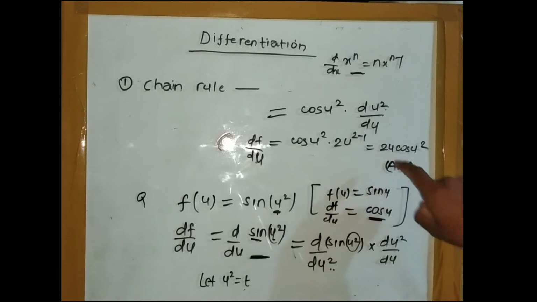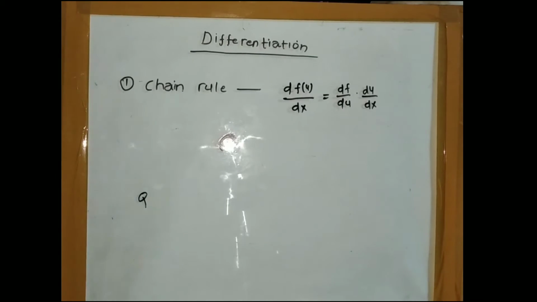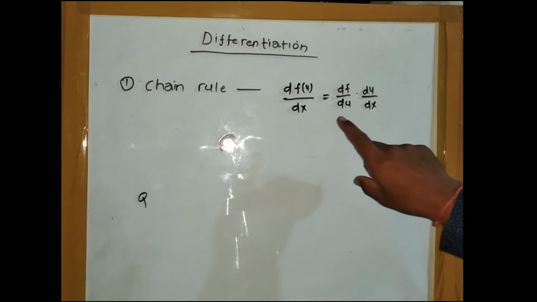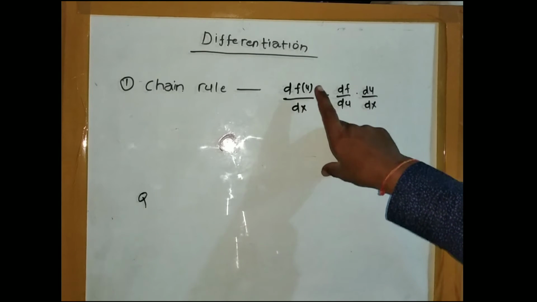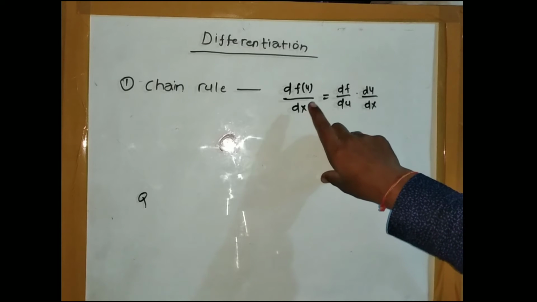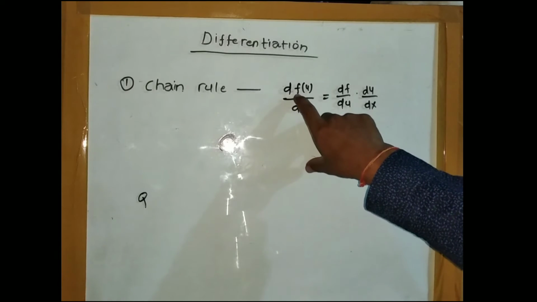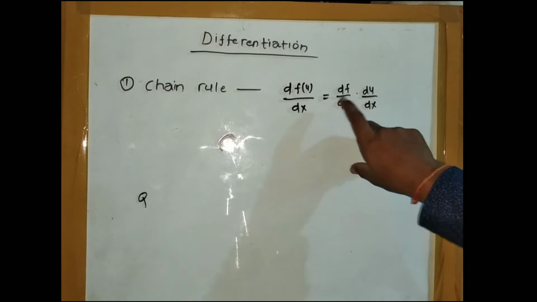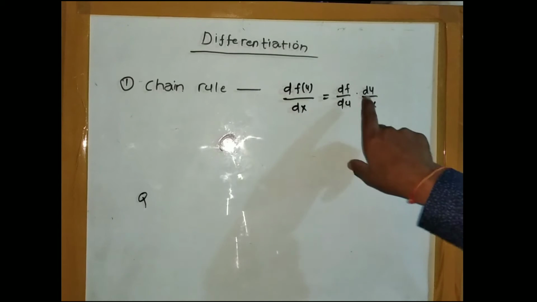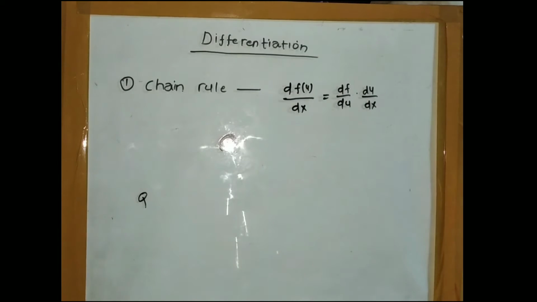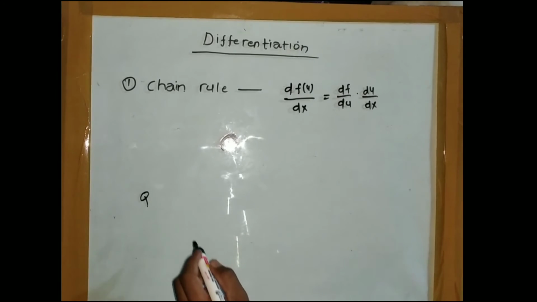This is our answer. I repeat once again this relation, the chain rule: del f of u by del x. We first find the derivative of the outer function, then we find the derivative of the inner function, means del u by del x. Let's consider another example.